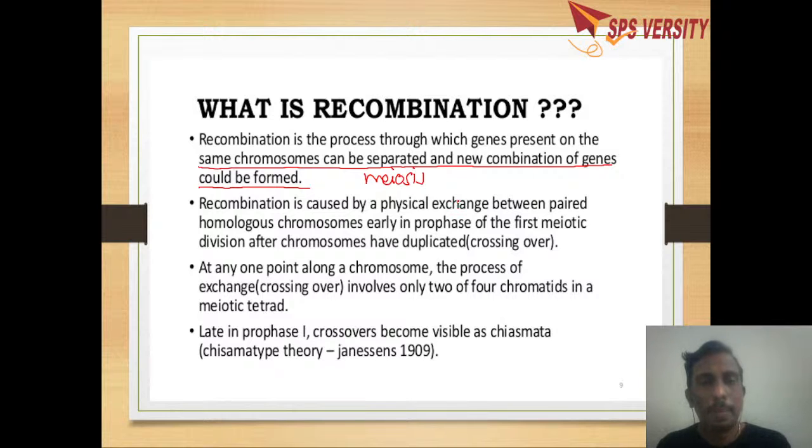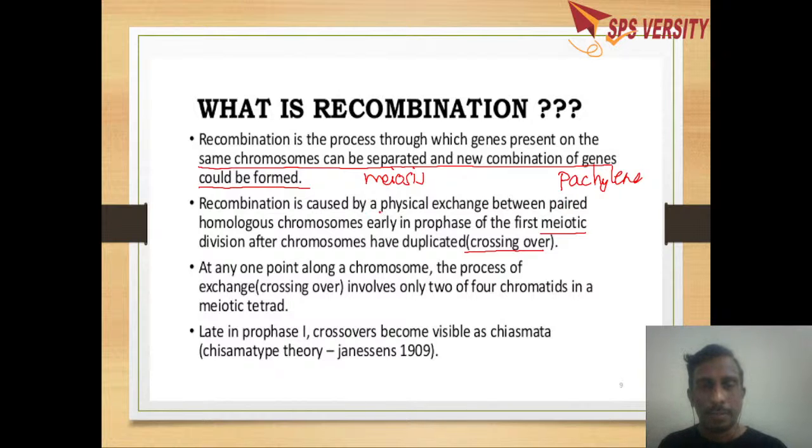Why does it happen? What is the reason for this? The main reason for this is crossing over during meiosis. That is, during meiosis, during the pachytene stage, crossing over occurs. Due to this crossing over, what will happen in crossing over?